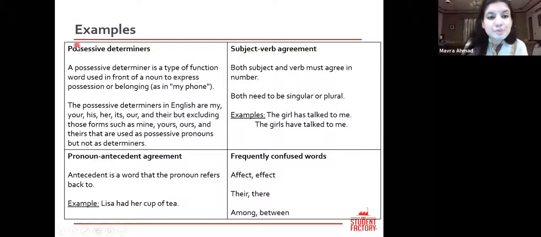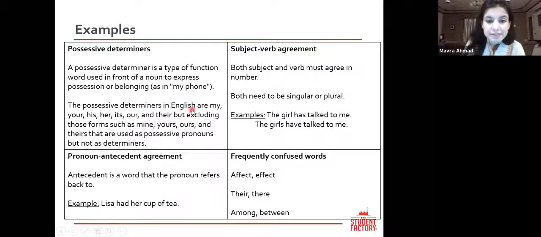Right. So possessive determiners. A possessive determiner is a type of function word used in front of a noun to express possession or belonging, as in my phone. Another example could be my phone, its bag, right? So these are some examples जो हम use कर सकते हैं, and this is showing us that the word is showing us possession, such as my, its, without an apostrophe, of course.